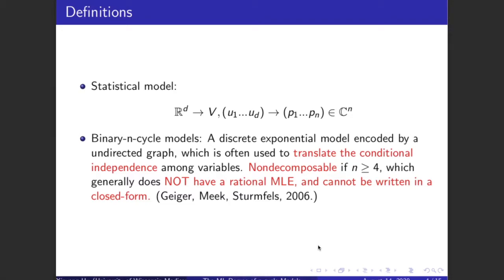Now let's give some definitions. A statistical model maps data space to probability space, and this project will mainly study the binary cycle models, which are a family of discrete exponential models commonly used to express conditional independence among variables. Also note that when n is bigger than 3, this model is non-decomposable, which means that it generally does not have a closed form MLE.